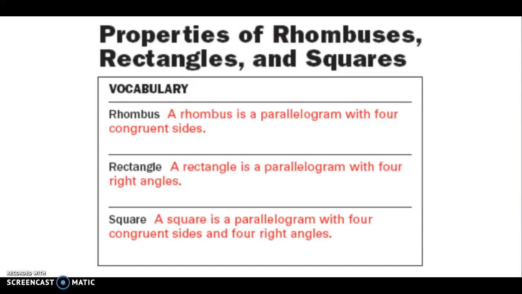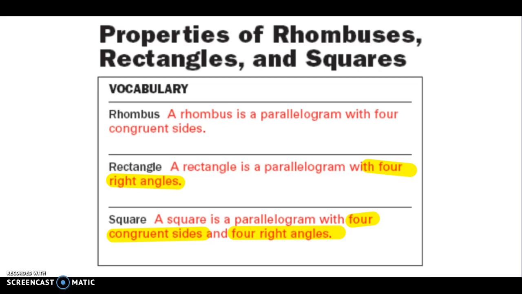We're going to take our parallelograms and make them a little bit more specific. So our rhombus is a parallelogram, but it has 4 congruent sides. So not only are the opposite sides congruent, all of them are congruent. Our rectangle is a parallelogram, but it has 4 right angles. And then you take a rectangle and a rhombus, put them together, and then you have a square. So it's got 4 congruent sides and 4 right angles.